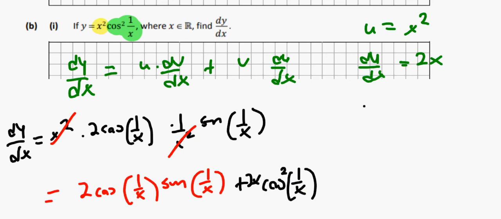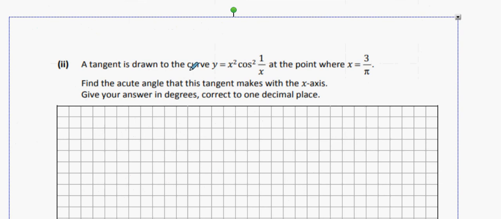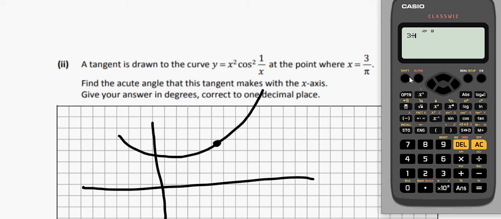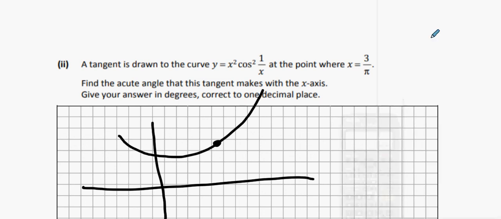Now what do we want from part b, part 2? A tangent is drawn at the point where x equals 3 over pi. Find the acute angle that the tangent makes with the x-axis. Okay, so this is some sort of curve, right? And this x value is a positive number, 3 over pi. What is 3 over pi? 3 divided by pi, 0.955, right? And we want to find out what angle this tangent makes when we bring it back down towards the x-axis. Okay, that's essentially what we're trying to do.